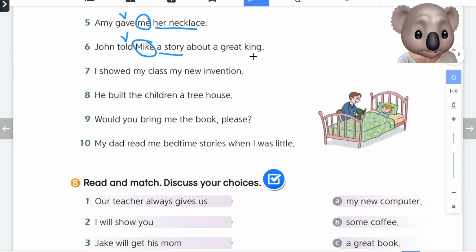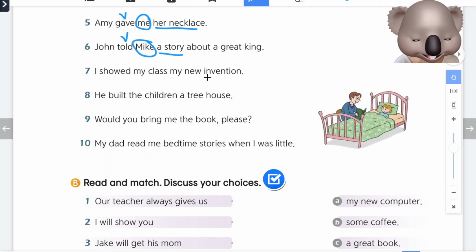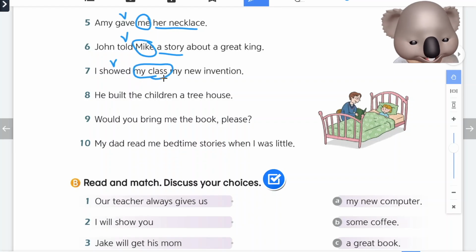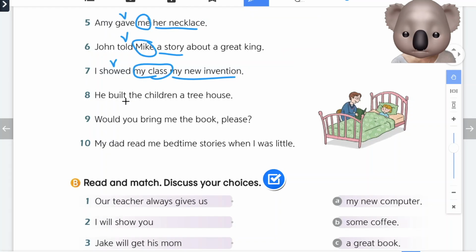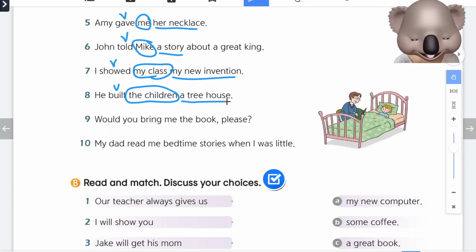You're doing a great job. In number 7, it says, I showed my class my new invention. Which word is our verb? Good. Showed. 보여줬다. 누구한테? 나의 반. My class is our indirect object. Showed them what? My new invention. Number 8. He built the children a tree house. Oh, our verb is built. 누구? The children. 무엇? A tree house.